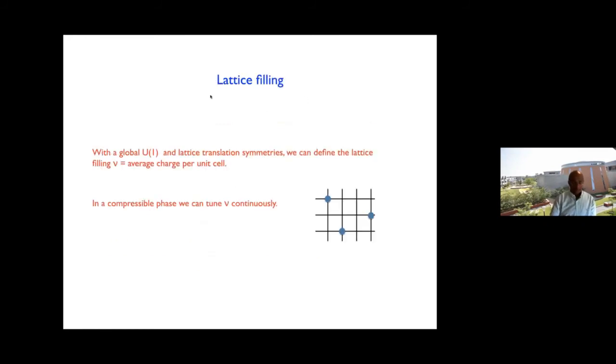So next, I want to define the concept of lattice filling. Given these UV symmetries, global U(1) and lattice translational symmetry, we can define the lattice filling nu as the average charge per unit cell, right? We take the total electrical charge, the total global U(1) quantum number in the system. Let's take, for instance, in 2 dimensions, let's take the system with L by L number of sites and take L very large. And we take the total amount of charge, the total particle number in the system, divide by the total number of unit cells, and take the limit when L goes to infinity. Okay, so that defines the lattice filling nu. And the statement of compressibility is the statement that in a compressible phase, we can tune mu continuously without changing the phase of matter.